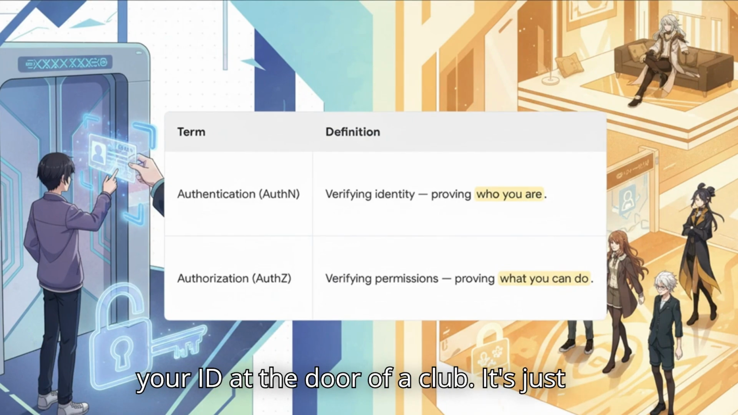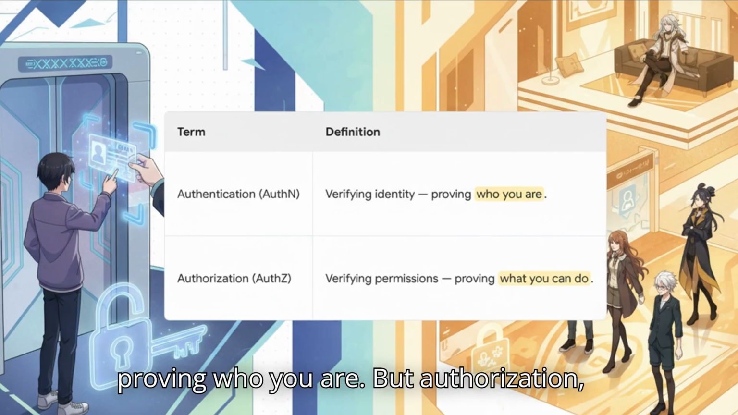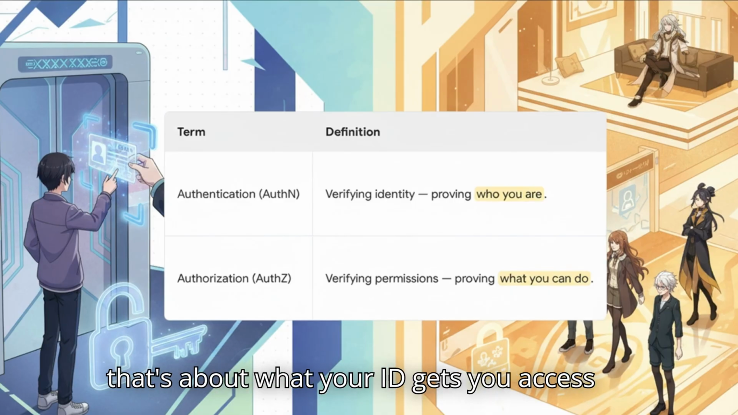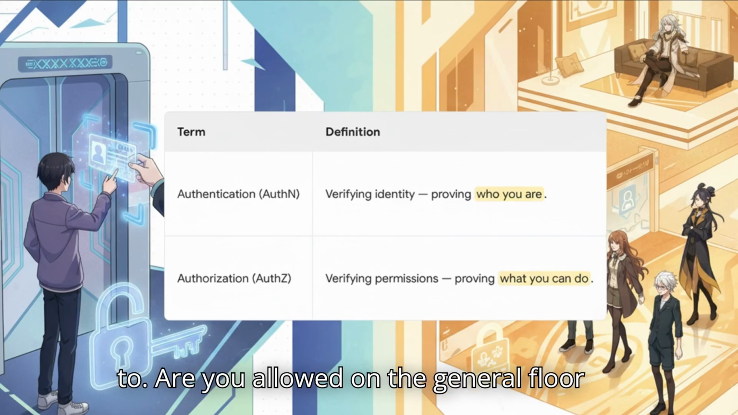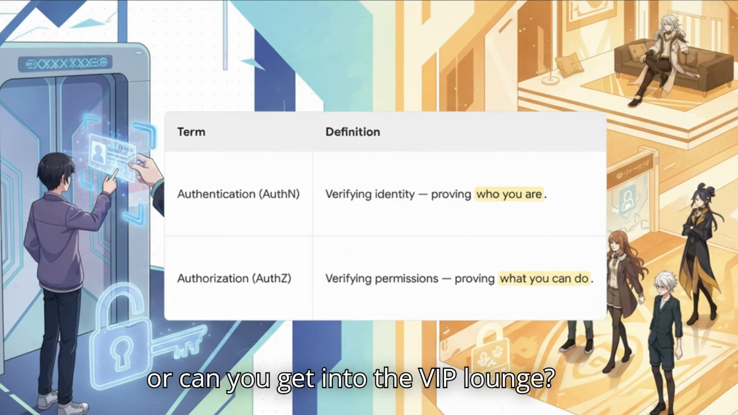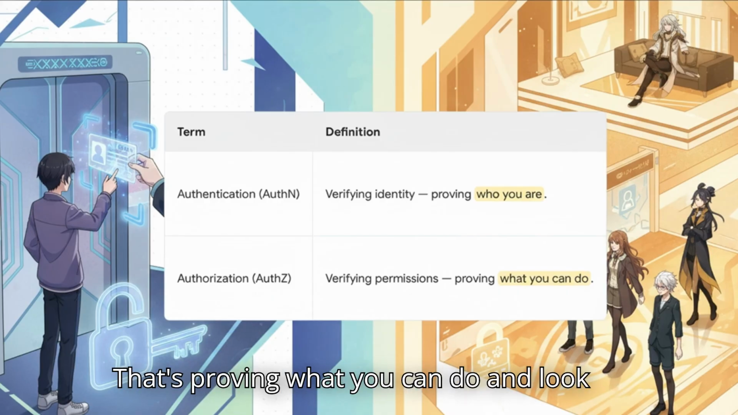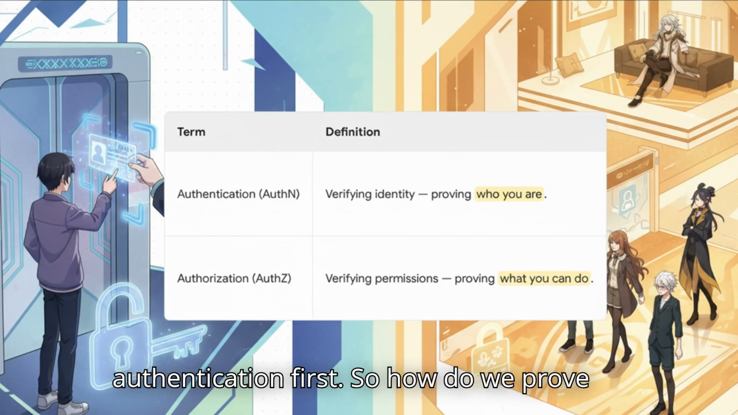Authentication, that's like showing your ID at the door of a club. It's just proving who you are. But authorization, that's about what your ID gets you access to. Are you allowed on the general floor, or can you get into the VIP lounge? That's proving what you can do. And look, to get anywhere, we have to nail authentication first.